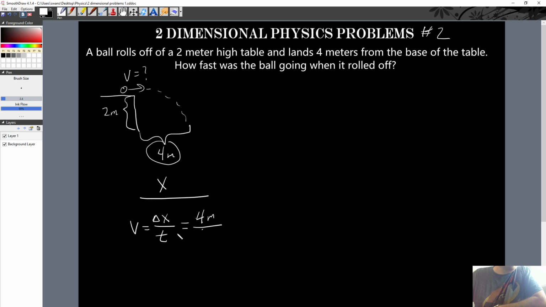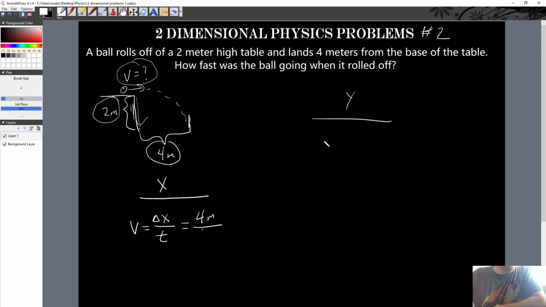Divided by the time. How long did it take to get from this spot right here, over here, to right here? Well, really, that has nothing to do with this. It has something to do with this, right? The taller the table, the longer it takes to fall. So again, we need to go to the y position.